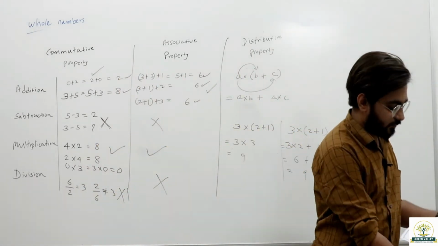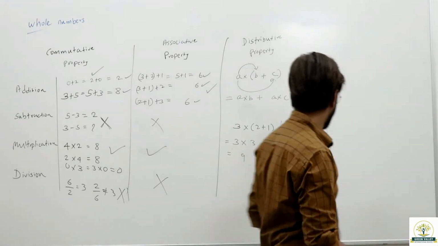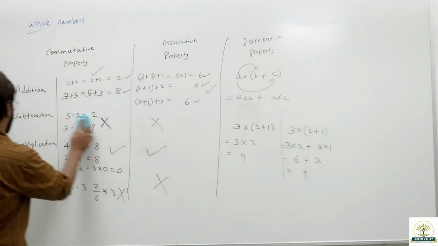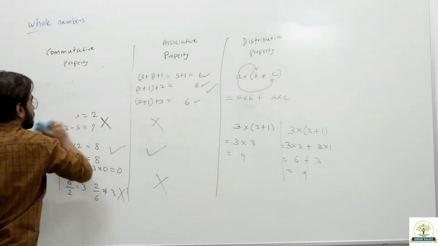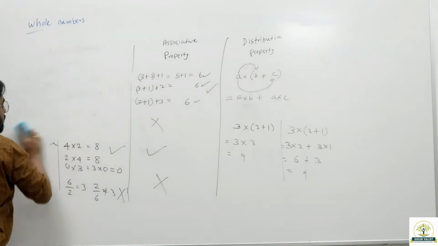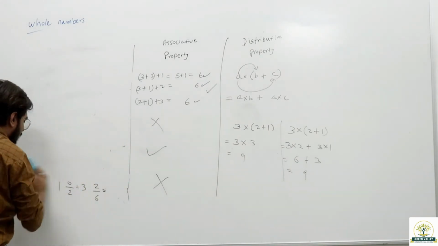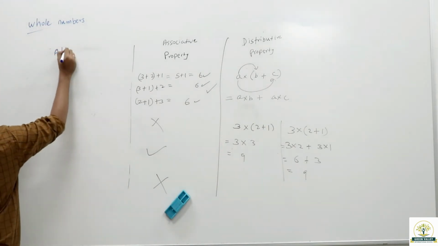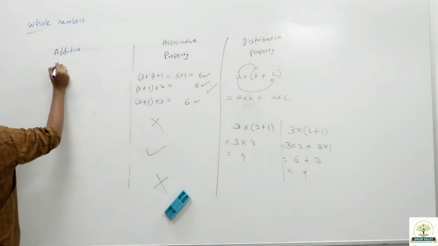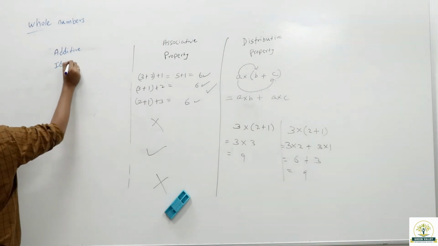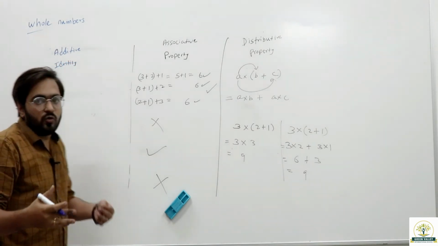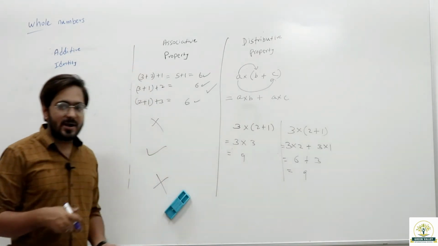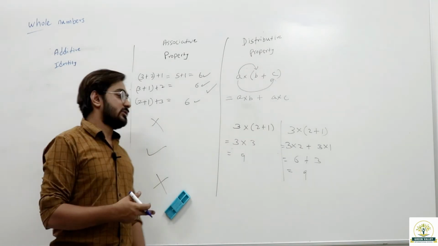Now there is something called additive identity. I hope you understood already. We will do additive identity. Identity means the number should not lose its original value. That is called identity. Additive means related to addition.